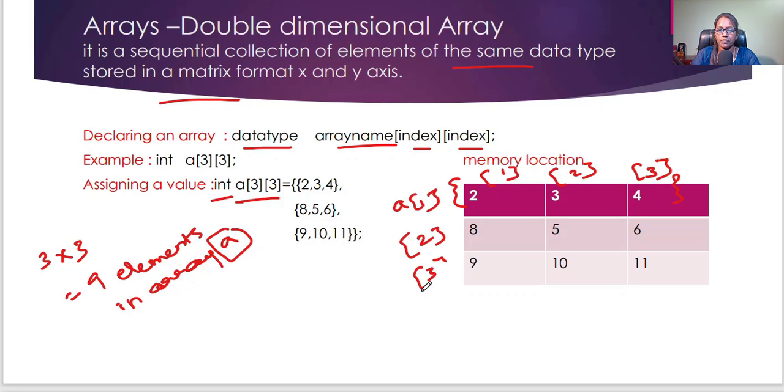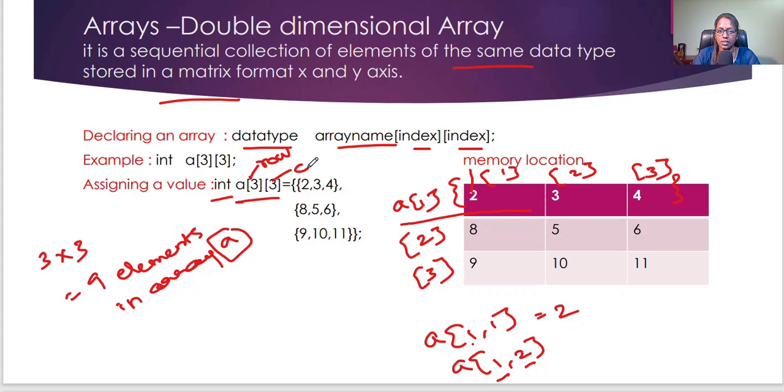Okay, in the a of 1 comma 1 location, that is first row, first column, what is the value? 2. A of first row, second column. This indicates row and this indicates column. This index is m n, so m indicates the row and n indicates the column. You can store m into n elements in a matrix.